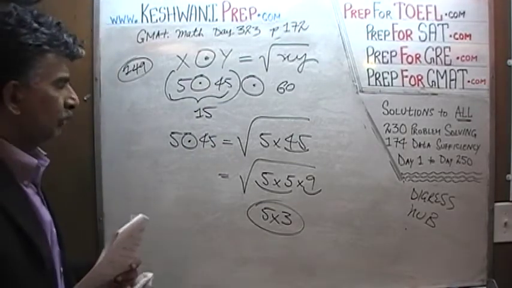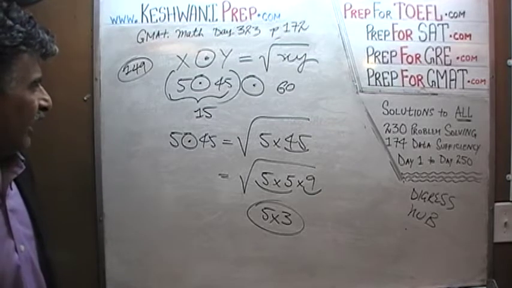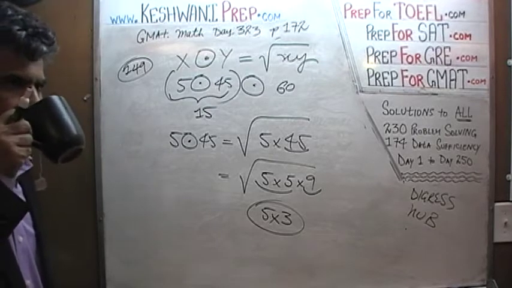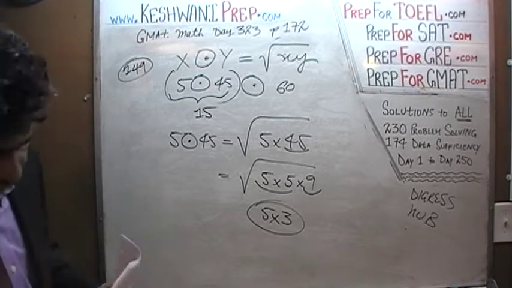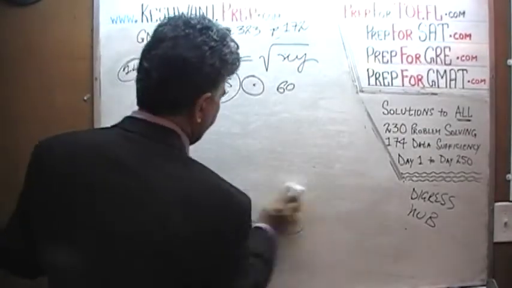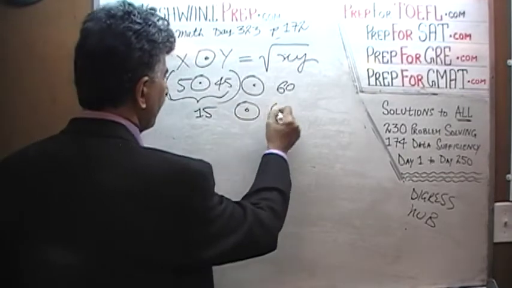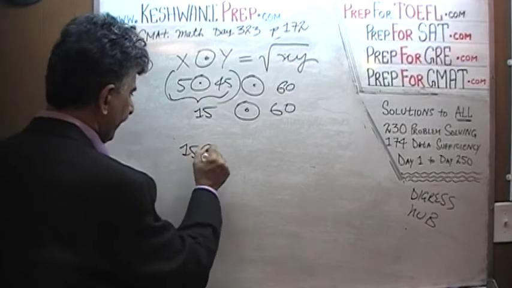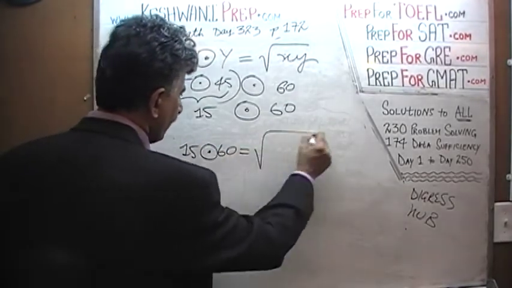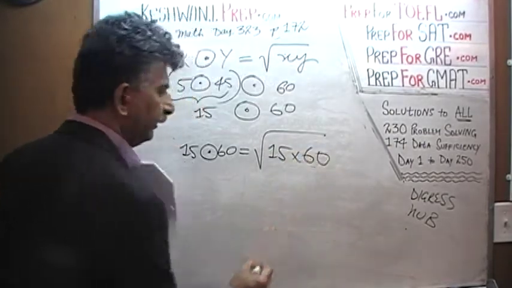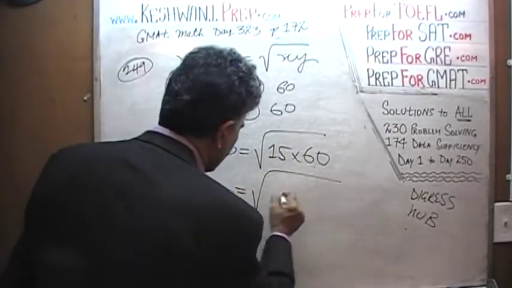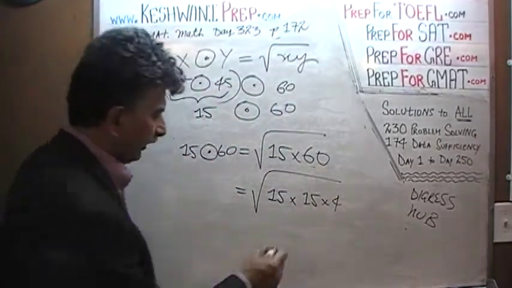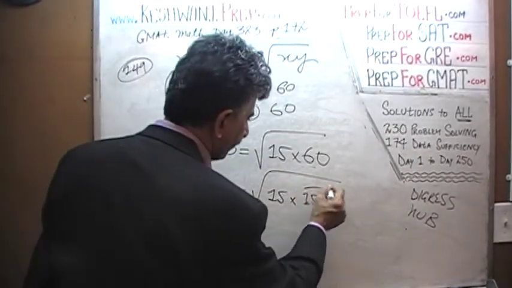We need to erase it. We will move on to the second stage. 5⊙45 comes out to be 15. Once we have the 15, we repeat the same process, which is the same as, so this quantity, 15⊙60, is the same as the square root of 15 times 60, which of course can be written as the square root of 15 times 15 times 4, because 15 times 4 is 60.